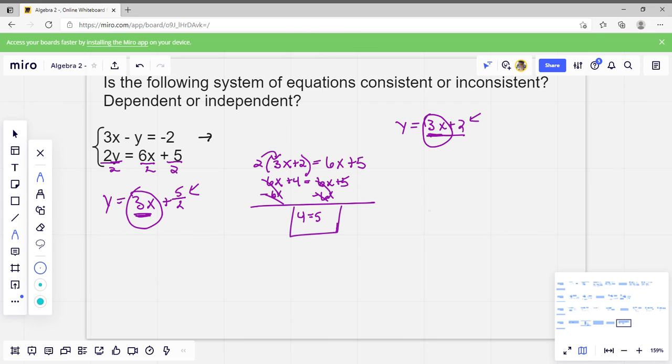All right, so what does that mean? When we have parallel lines, we need to tell if it's dependent or independent, if it's consistent or inconsistent. Consistent means that it does have some sort of solutions that match up, and this does not. It has no solutions that match up. There is no way to solve this. Those lines never cross. They're going to be parallel like that. So this one is inconsistent.